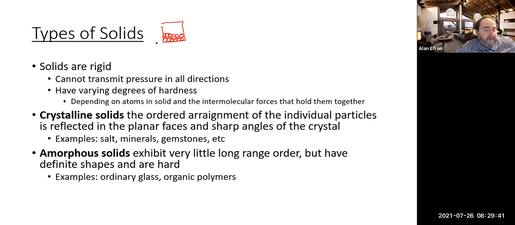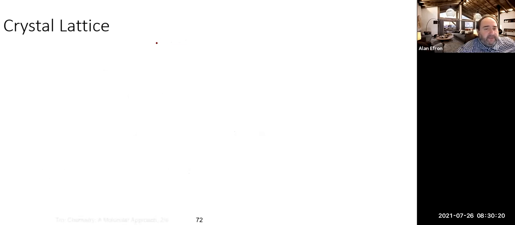Another type of solid is an amorphous solid, which does not exhibit long range order, but does have a definite shape and is hard. Things like glass and organic polymers are amorphous solids. With a crystalline solid, where there is long range order, there is such a repeating pattern that you can take a small snippet of it and recreate the entire structure from that small part, because of the repeatability of the pattern as these solids come together.